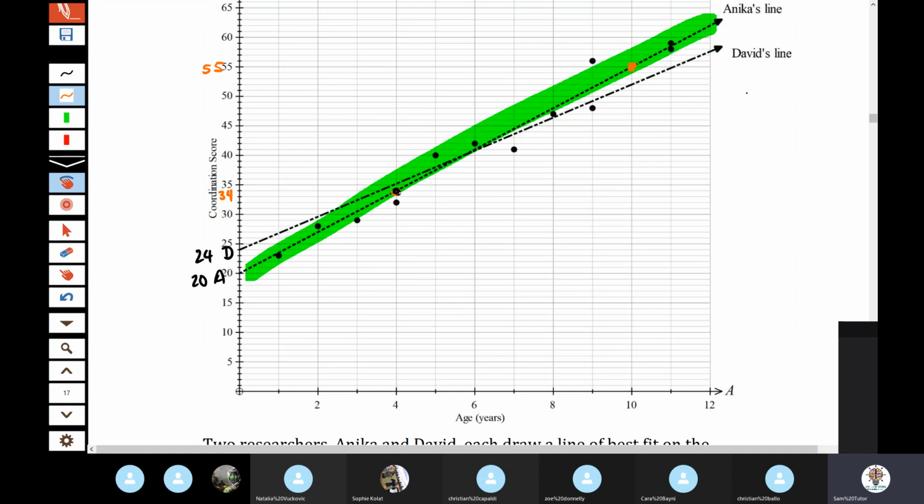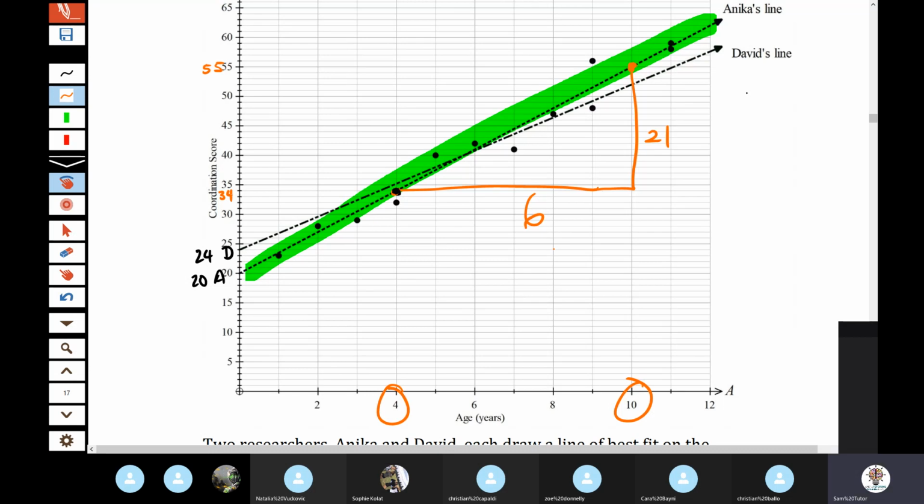And I'm just going to do a simple rise over run. There's my right angle triangle. What's my rise from 55 to 34? 21. What's my run from 10 to 4? 6. And then there's one little flaw in rise over run. What's the little problem that rise over run has?